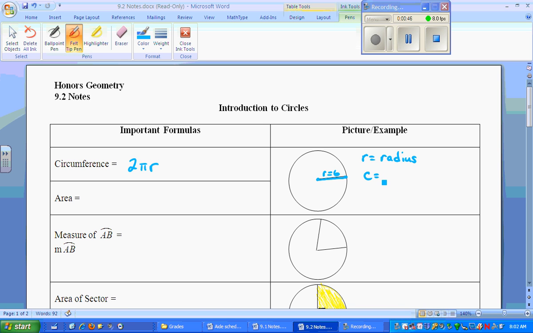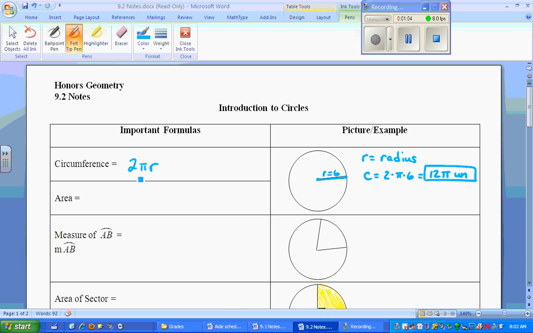So if I want to find the circumference, what do I do? I do 2 times pi times 6. I want the answer left in terms of pi. So 2 times 6, that's 12 pi. We always have some type of units, so we'll leave it as that.